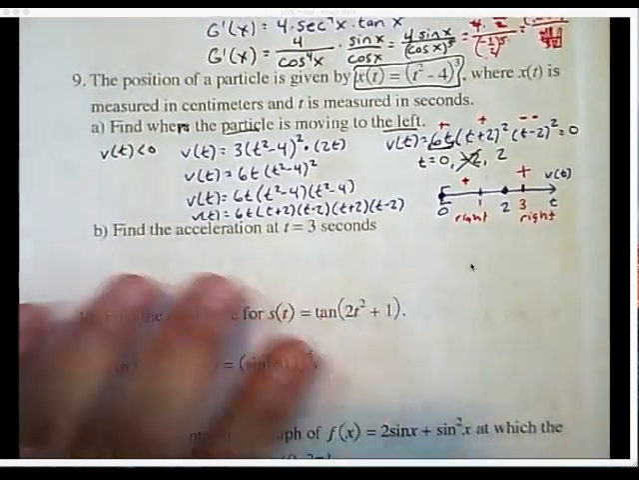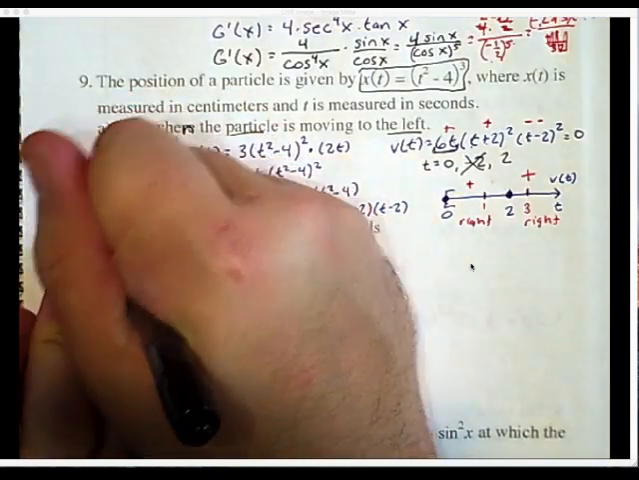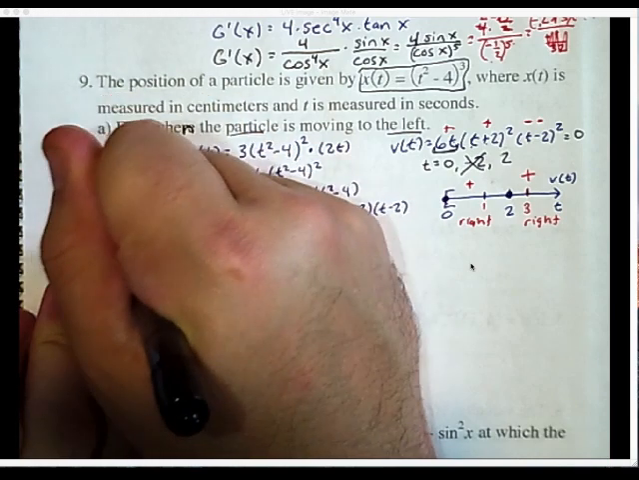So when is the particle moving to the left? Never. Because v of t is never negative.